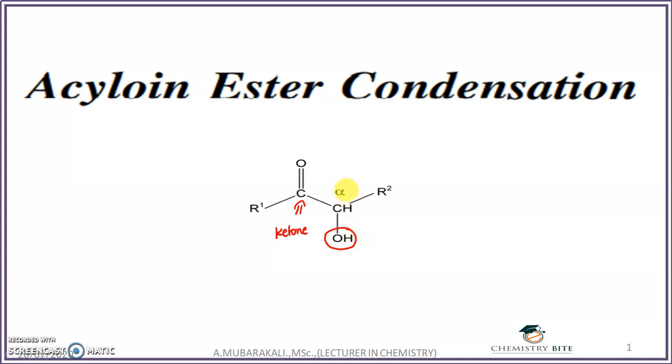This OH group is present on the alpha carbon atom, so we can also call it an alpha hydroxyketone. Acyloin is also called alpha hydroxyketone. The reason is that alpha to the ketone group you have the hydroxyl group, that is why it is alpha hydroxyketone. So we can also call it Acyloin.